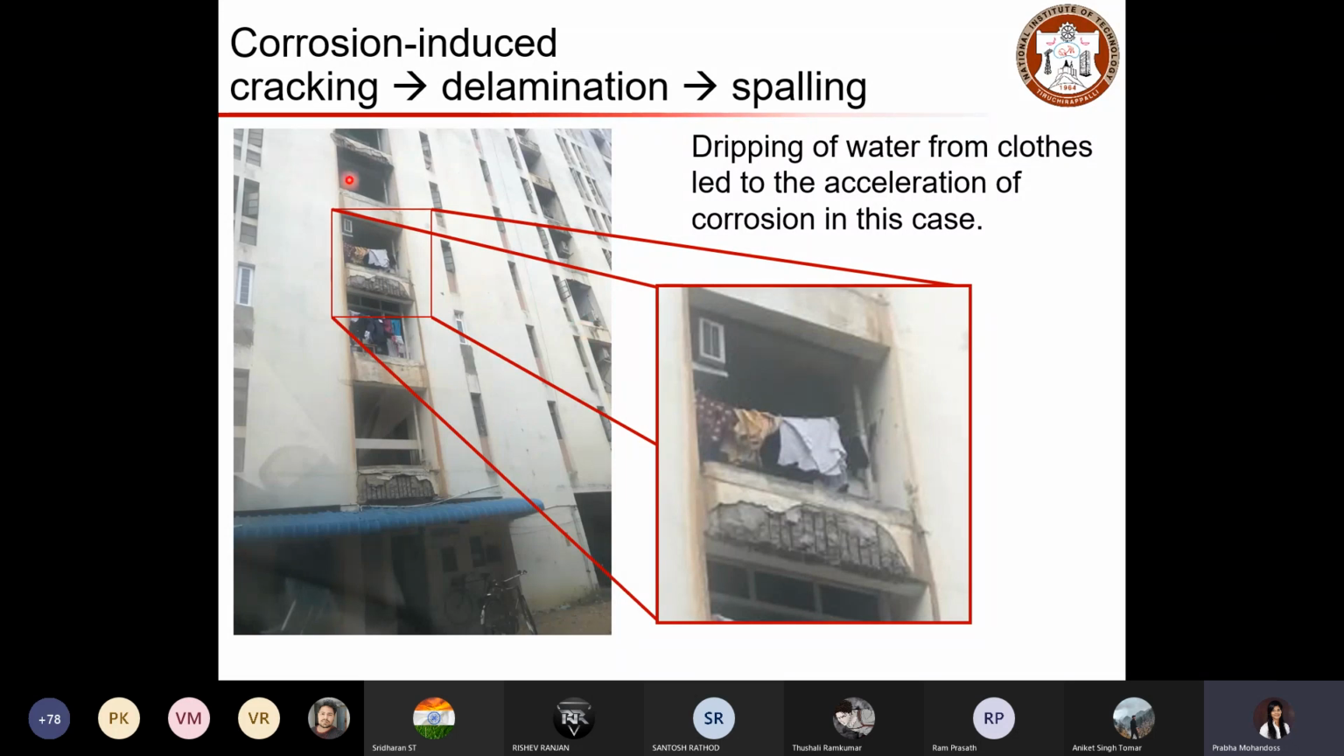Here is an example of a residential building where clothes were dried. The dripping of water from the clothes leads to acceleration of corrosion, because you need water and moisture for corrosion to occur. Here this particular portion will be subjected to a constant moisture and oxygen environment, so the corrosion process will be higher. The corrosion will be accelerated by this action, and that will lead to severe damage.